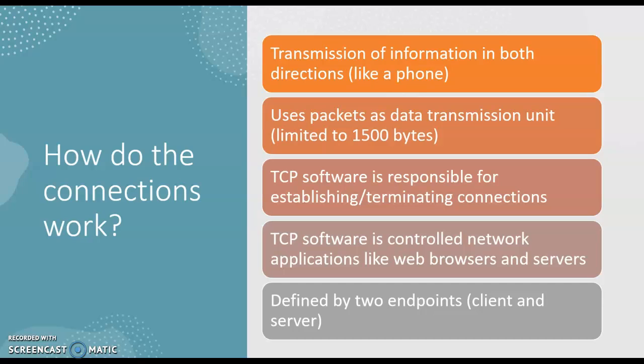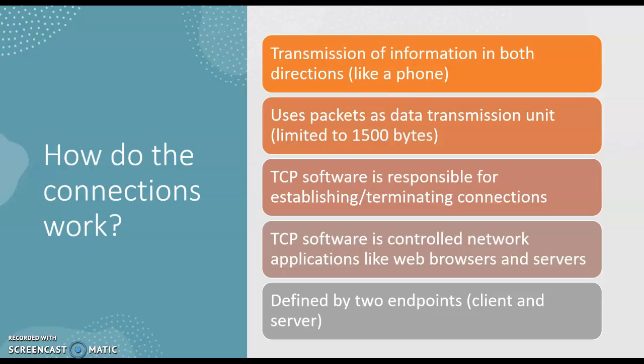Next, I'm going to talk about how these connections work. Like I said before, TCP allows transmission of information in both directions. Or, in other words, it means that computer systems that communicate over TCP can send and receive their data at the same time. If you want to compare this to something, think of a phone call. In TCP, the basic unit of data transmission that is used is called a packet or packets. And they are limited to a size of 1500 bytes.